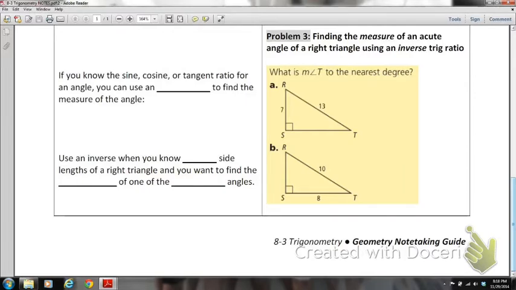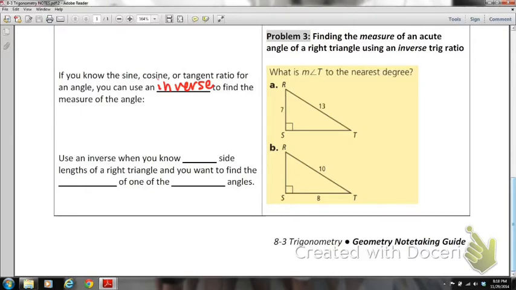The next definition is for an inverse trig function. If you know the sine, cosine, or tangent ratio for an angle, in other words, you know what the side measurements are, but you don't know what the angle measurement is, and you want to know the angle measurement, you can use an inverse. You can use an inverse trig function to find the measure of the angle.